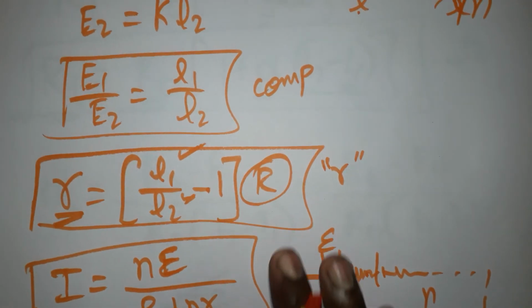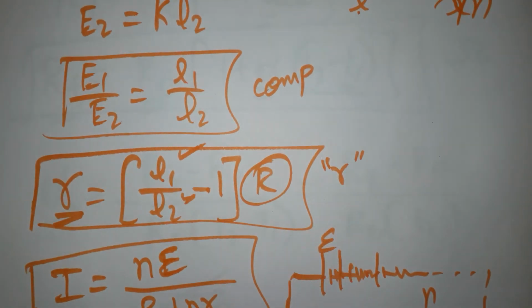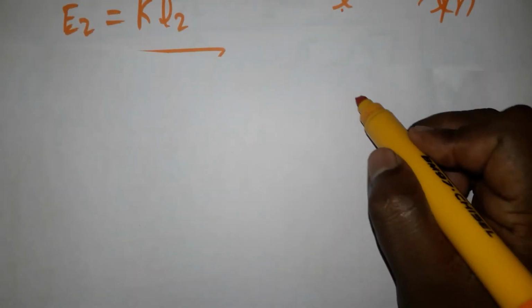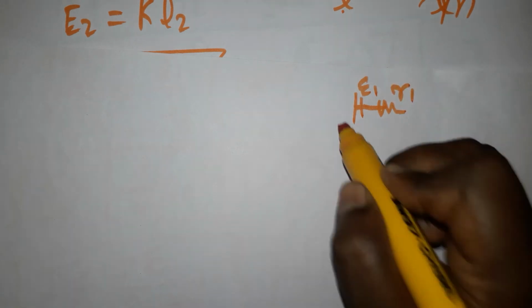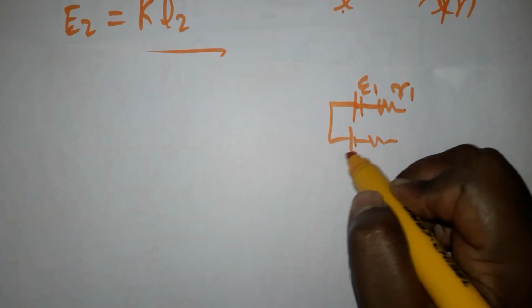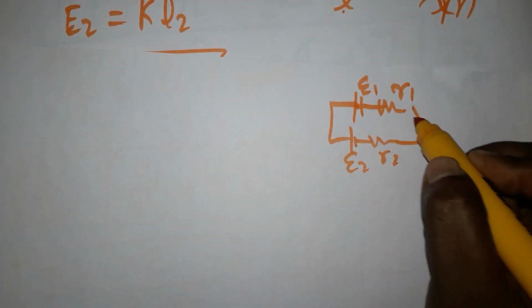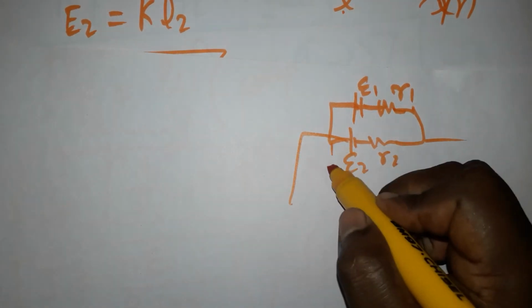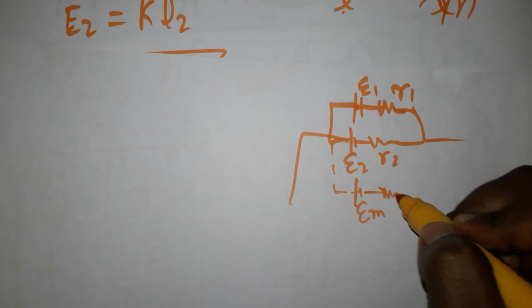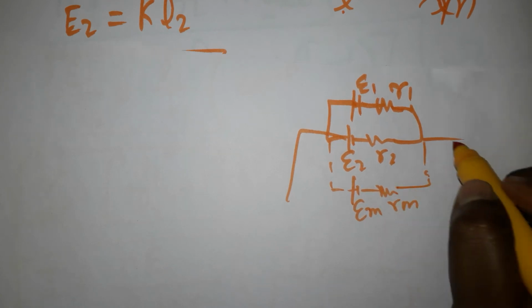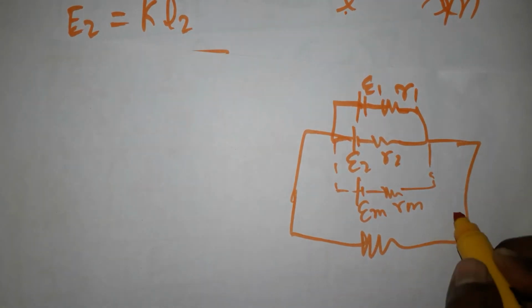The next one, EMF connected in parallel. I am taking M as the number of parallel cells. So the same M number of cells. EMF 1 has internal resistance R1, EMF 2 has internal resistance R2. Like this I am connecting in parallel M cells, so EMF M and its internal resistance M. The total circuit is connected with the capital R, the external resistance.